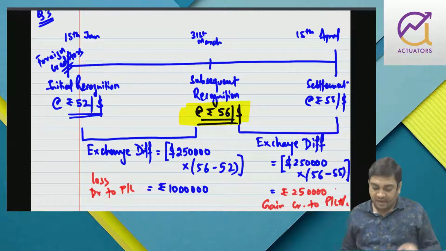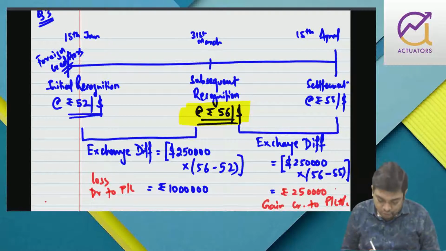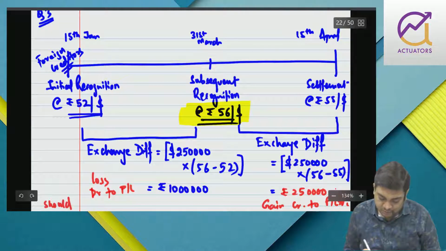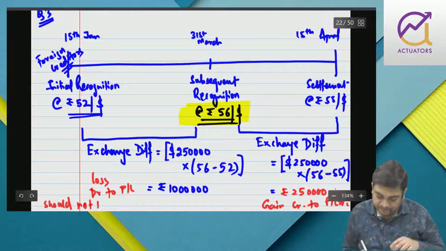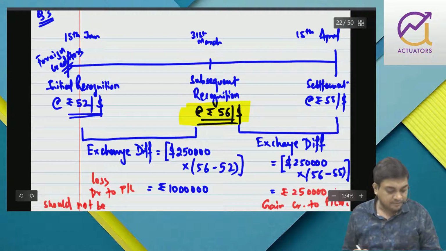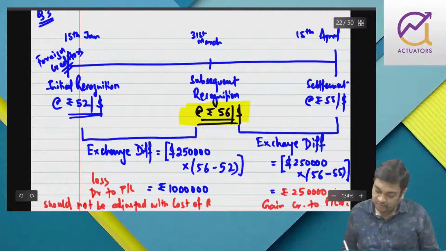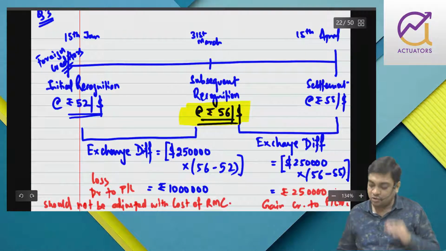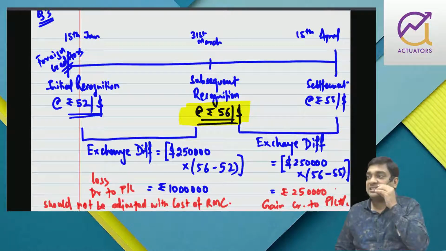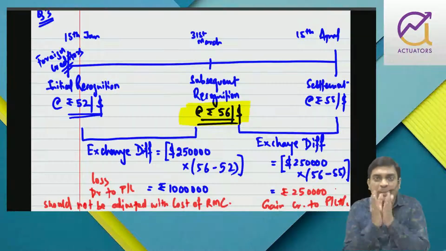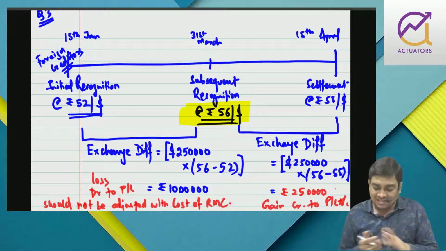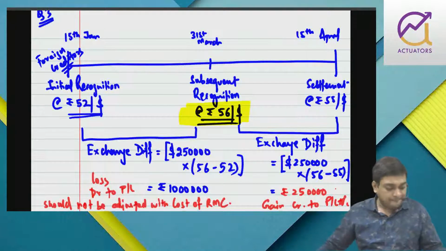The loss should be debited to PL, should not be adjusted with the cost of raw material consumed. I guess this is absolutely fine. We have done so many examples and 2 problems last class. I think we did the same example.